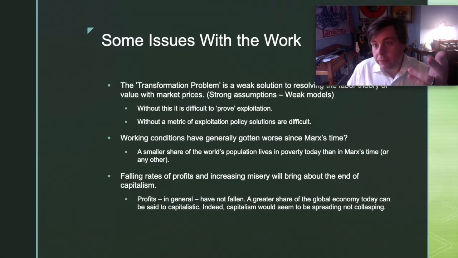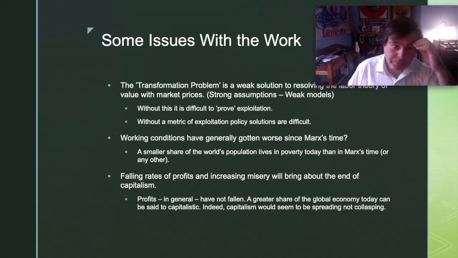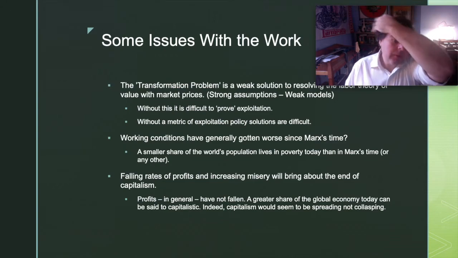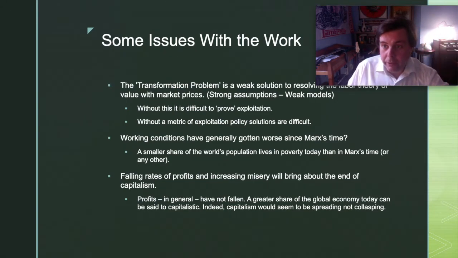Okay. So that's a serious issue, right? The second issue, of course: Marx predicts that working conditions should get ever worse. Well, have working conditions really gotten worse since Marx's time? If we look in the aggregate, if we look at world data, then it's really hard to say that, because a smaller share of the world's population lives in poverty today than in Marx's time or in any other time in history. So the world population is better off today than it ever has been.